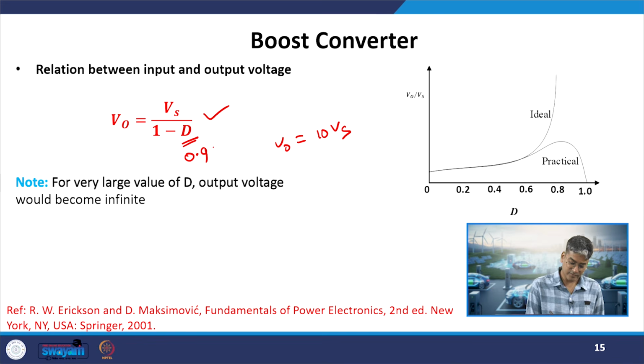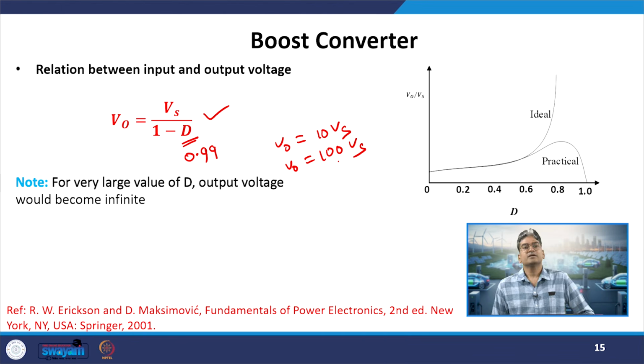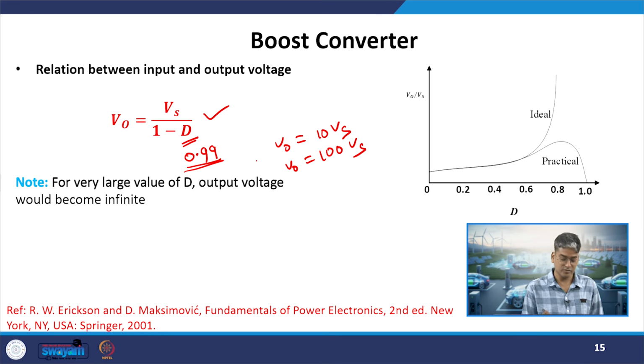In the second case, if I consider the duty ratio to be 0.99, what will be the value of the output voltage? It should be 100 times my Vs. So, can I set the duty ratio to a high value, or this 1 minus d to a very low value? Can I get such a high gain in the practical case? The answer is no. Why?